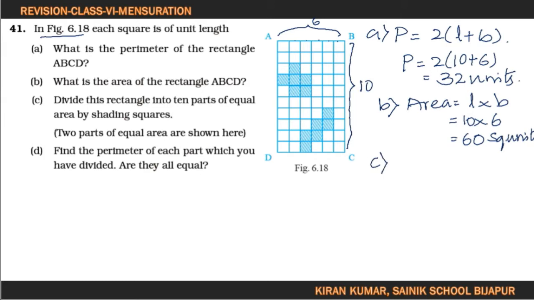C. Divide this rectangle into 10 parts of equal area by shading squares. 2 parts of equal area are shown here. They have mentioned the 2 parts. We need to make similar area which is equal to area of 10 units. That can be made something like this.